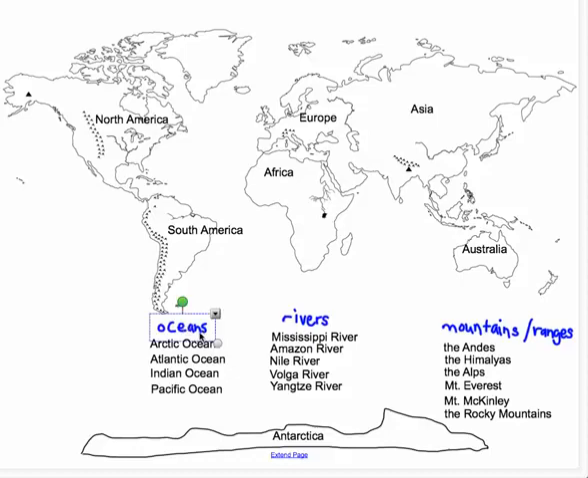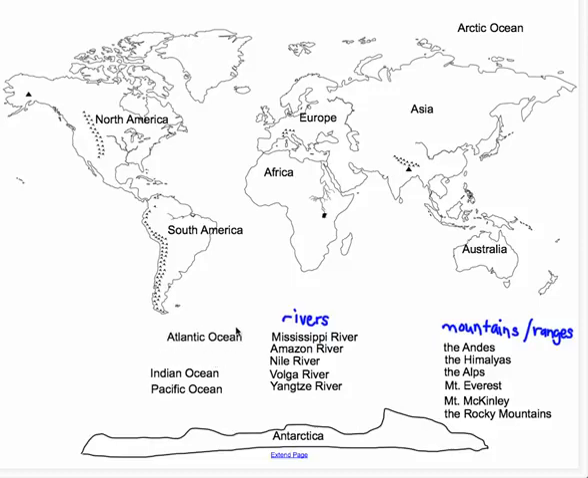Now we're going to talk about the oceans. Oceans are large bodies of water. Remember, the oceans are in between the continents, so this is where oceans could lie. The Arctic Ocean is going to be right above Asia, and that's right next to Russia, where it's very cold and there's a lot of ice. So the Arctic Ocean is right at the top here.